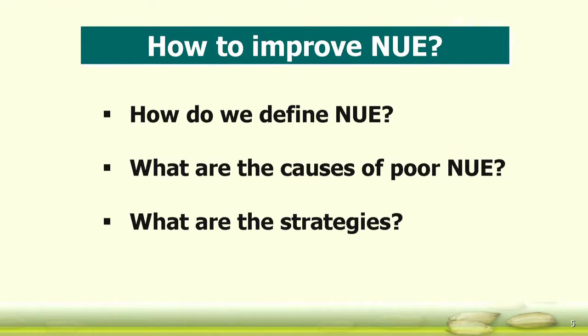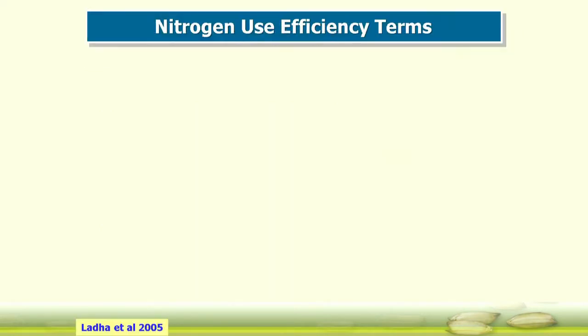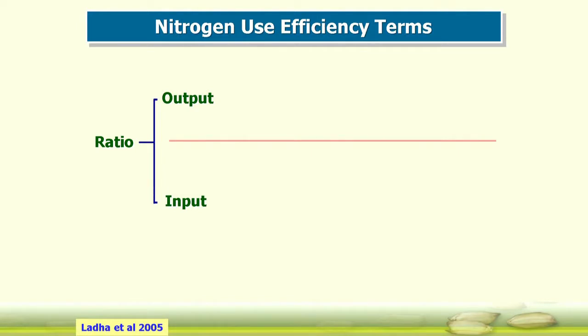And what are the causes of poor nitrogen use efficiency? And what are the strategies to improve it? Nitrogen use efficiency is a ratio, unfortunately, and that's part of the problem. It's a ratio of output and input.